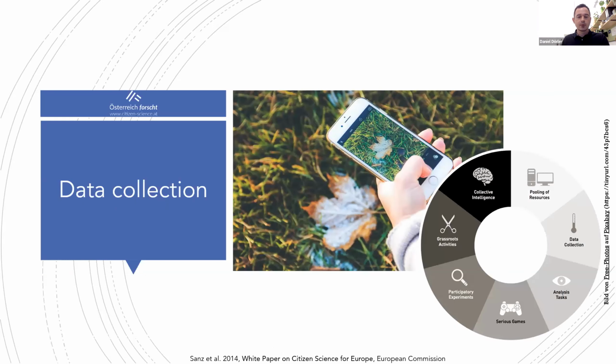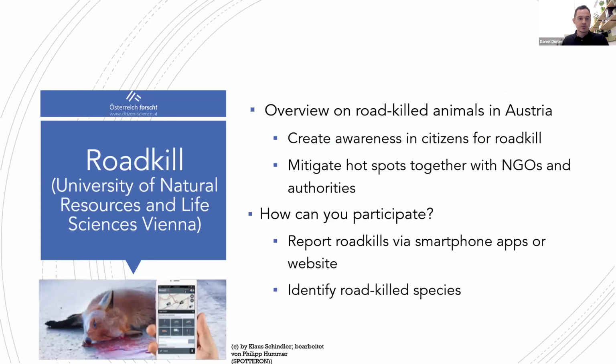Another very popular way of involving citizen scientists, especially in the field of ecology, is data collection. So usually people collect data on the distribution of animals, plants, or fungi in these kinds of projects using, for example, apps. There are really many different citizen science projects that involve the citizens in this way, but we would like to talk about our own citizen science project, Project Roadkill, from the University of Natural Resources and Life Sciences in Vienna.